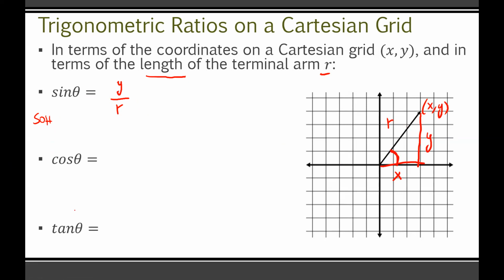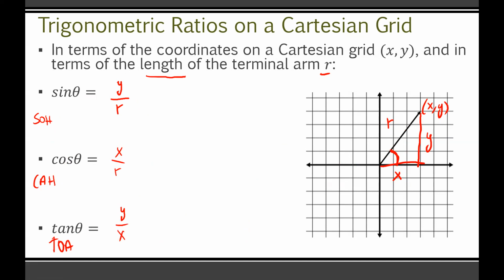Now let's try cosine. Think SOHCAHTOA, CAH. The adjacent side in this case would be your x. Hypotenuse, once again, is r. So since cosine is adjacent over hypotenuse, that's going to be x over r. Last up, tan. Tan again is TOA, so that would be opposite over adjacent. The opposite side is y and the adjacent side is x. So tan is just y over x.